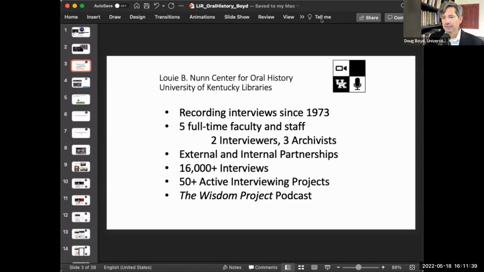So we've got 5 full-time faculty and staff, only 2 interviewers, but 3 people who serve on the archive side. The majority of interviews that we conduct or bring into the archive are conducted by external partnerships, say an organization that we've partnered with, or another university whose archive doesn't archive oral histories. We have over 10 or 12 people now on campus, faculty, professors who are conducting interviews actively and archiving those with us. Multiple students around campus, but still, I think the majority of interviews are coming in via these external partnerships. We have now over 16,000 interviews in our collection, and at the moment, 50 plus active interviewing projects that are going on right now as we speak.